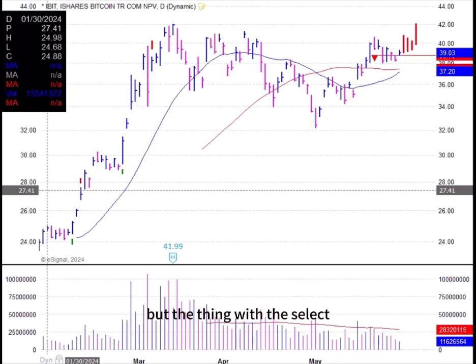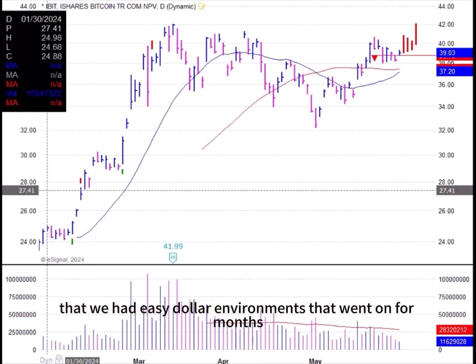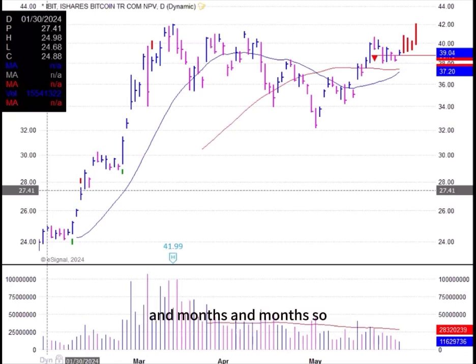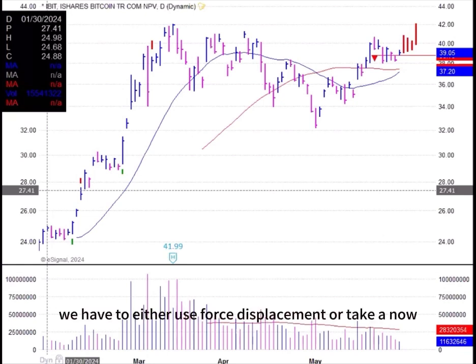But the thing with the select is that we only have so many slots, right? With open positions, we're just going to put whatever breaks out. Sometimes there'll be 10 stocks, 20 stocks, 30. I think we've had at one time over 50 names open in really good markets, easy-dollar environments that went on for months and months. With the select, we only have a certain amount of capital. Once it's put into a stock, that's it. We have to either use forced displacement or take a profit and move the money somewhere else, or it gets stopped out. So yeah, it's going to be one and the same.